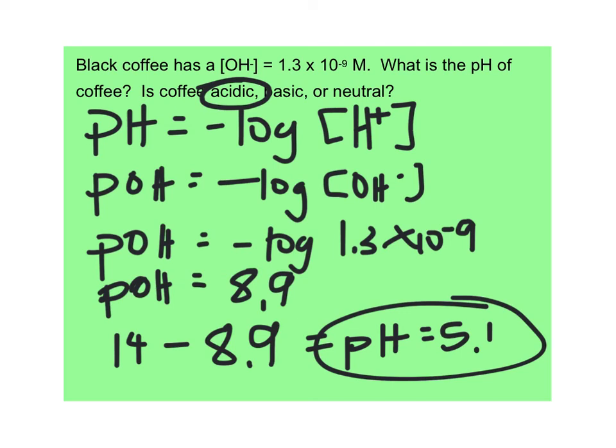So hopefully now you know how to calculate pH and pOH and determine if a solution is acidic, basic, or neutral. Next, we'll look at how to calculate the hydrogen ion or hydroxide ion concentration from a pH or a pOH.